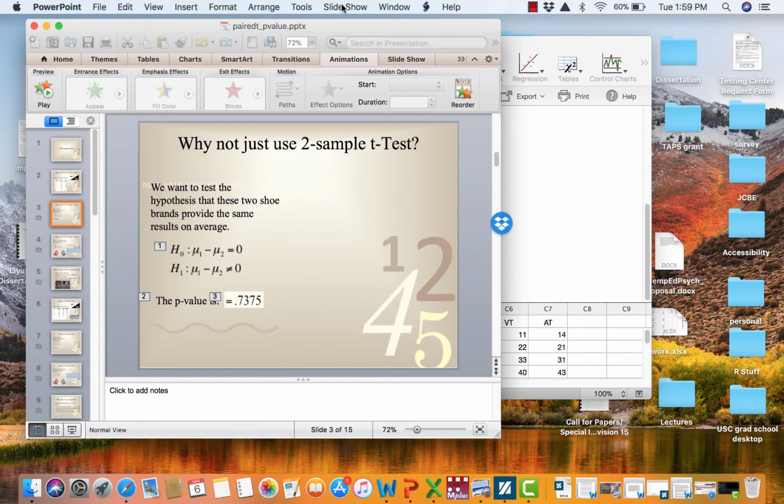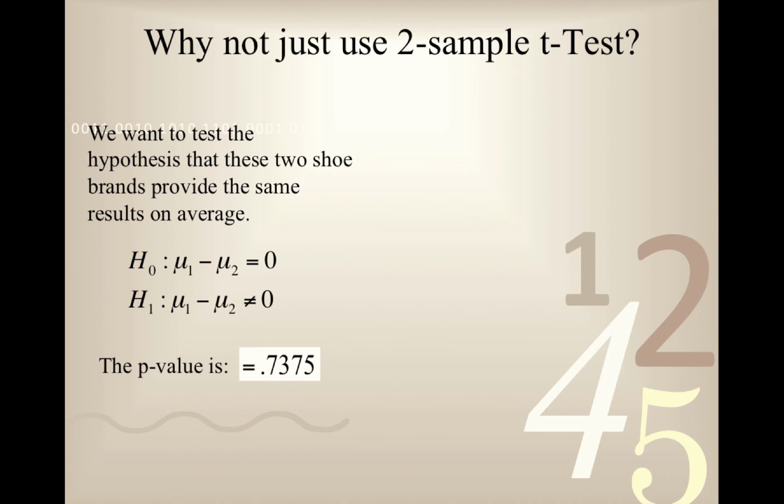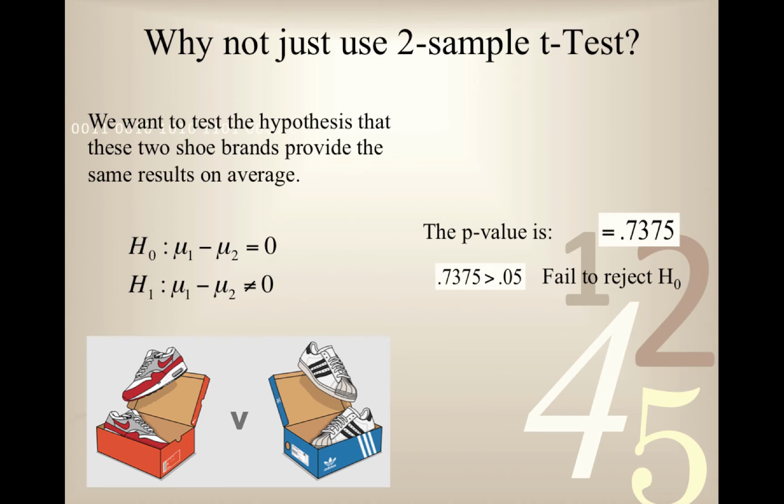So we go back over to our PowerPoint here, and we get a p-value of 0.7375. Okay, so what's our decision going to be? All right, so we've got 0.7375. How does that compare to alpha of 0.05? Clearly our p-value is greater than alpha. And so when the p-value is greater than alpha, what is our decision? Exactly, we fail to reject the null.